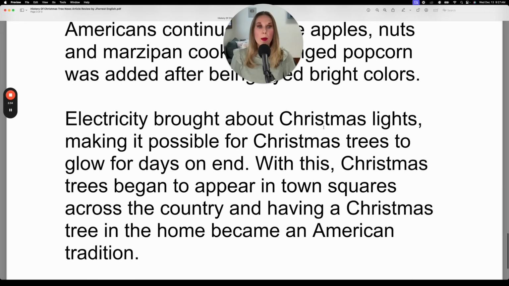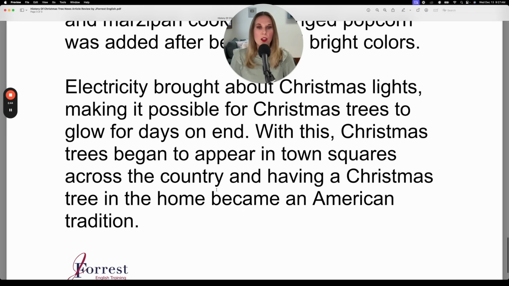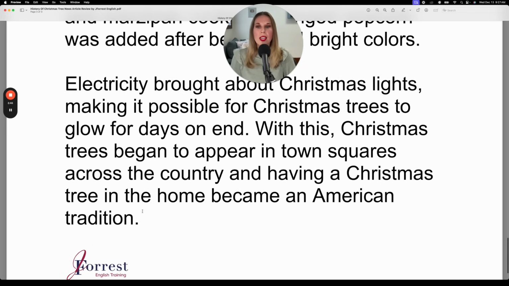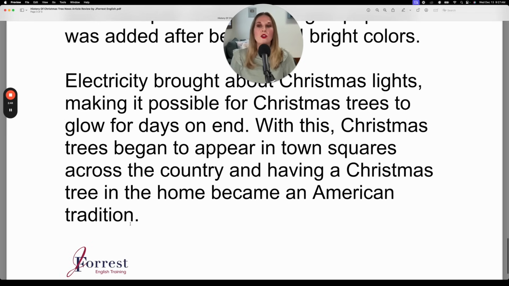Electricity brought about Christmas lights, making it possible for Christmas trees to glow for days on end. With this, Christmas trees began to appear in town squares across the country, and having a Christmas tree in the home became an American tradition.